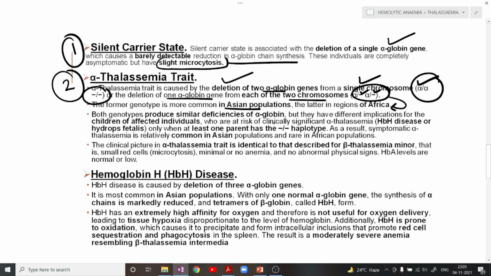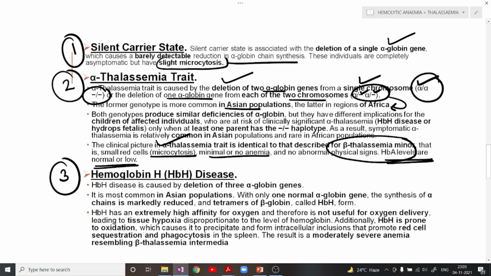Now we have to understand one very important thing over here. The clinical feature of alpha thalassemia trait is very similar to that of beta thalassemia minor. Basically there is minimal or no anemia. There might be slight microcytosis, that's it. But remember, one important difference from beta thalassemia minor is that in alpha thalassemia trait, the HbA levels are normal or low.